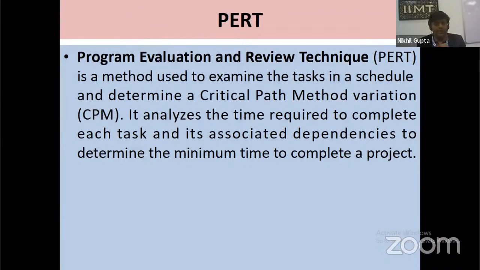Now, what is PERT? Basically, PERT is known as Program Evaluation and Review Technique. It is a method used to examine the tasks in a schedule and determine the critical path variation. It analyzes the time required to complete each task, and it associates dependencies to determine the minimum time to complete the project.